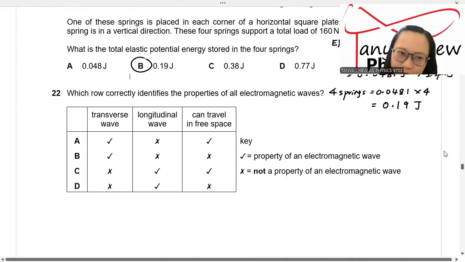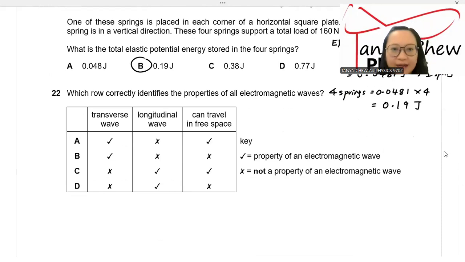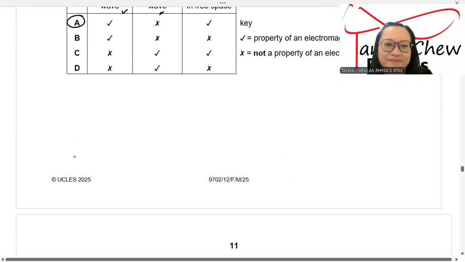Number 22, which row correctly identifies the properties of all electromagnetic waves? Electromagnetic waves are all transverse waves, right? There is no longitudinal wave, because longitudinal waves are related to sound, right? And electromagnetic waves can travel in free space, like ultraviolet and infrared from the sun. Yes, so the answer is A.